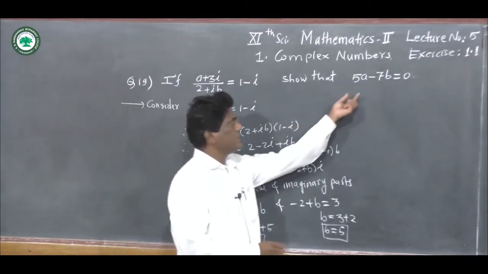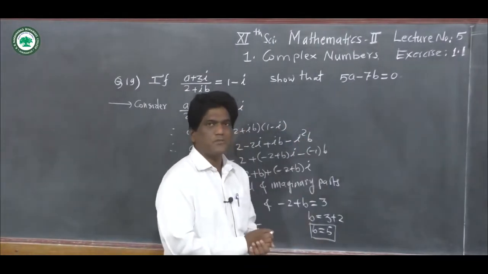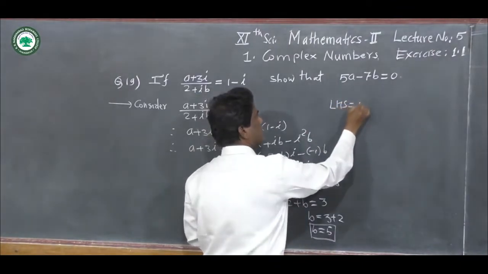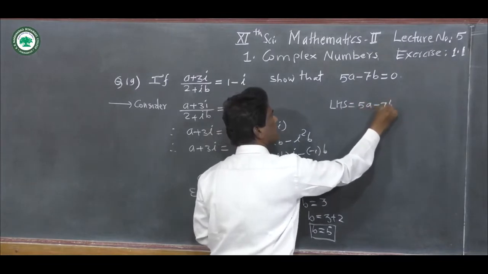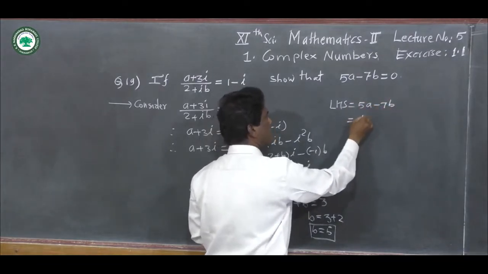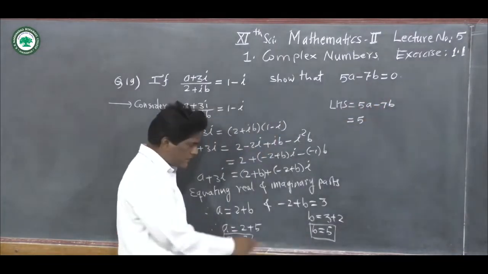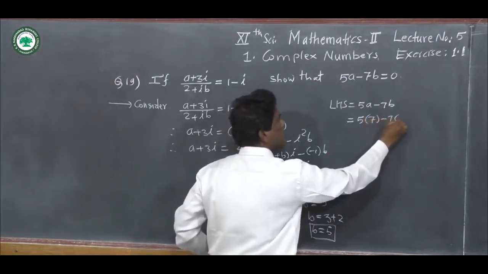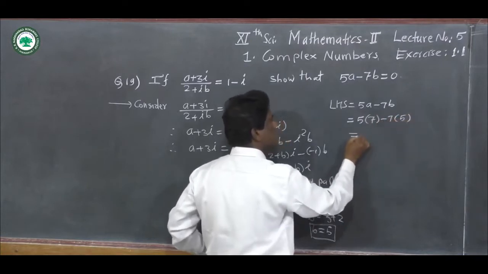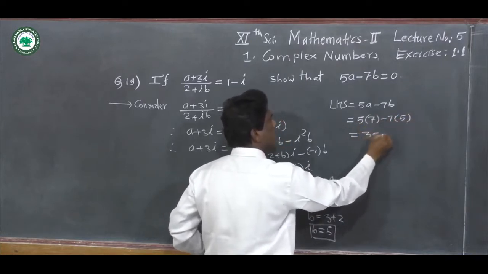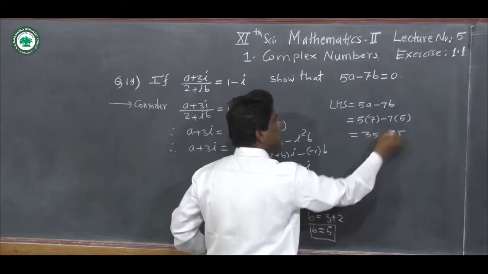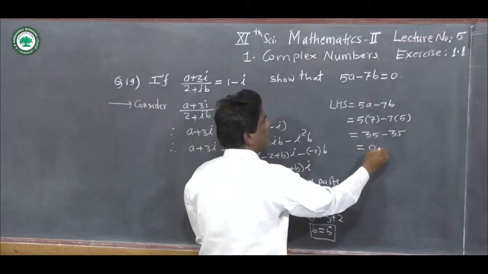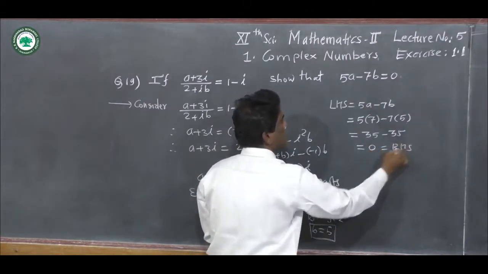Now we have to show that 5a - 7b = 0. So consider the LHS. LHS = 5a - 7b. So this is equal to 5 into a as 7, minus 7 into b as 5. So this is equal to 5 sevens are 35, minus 7 fives are 35. 35 - 35 is equal to 0, which is nothing but the RHS. So LHS equals RHS, hence proved.